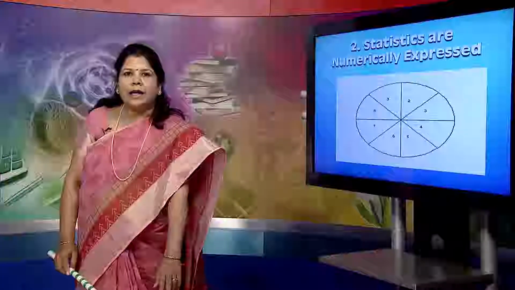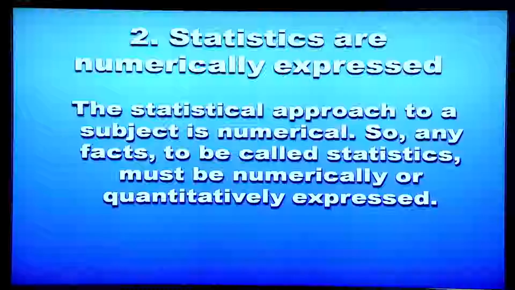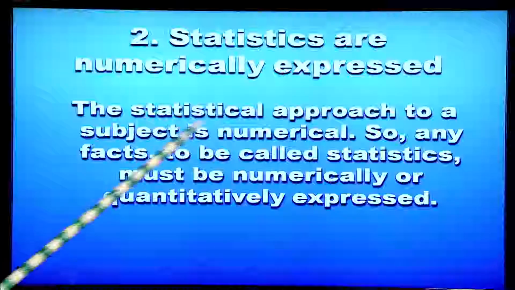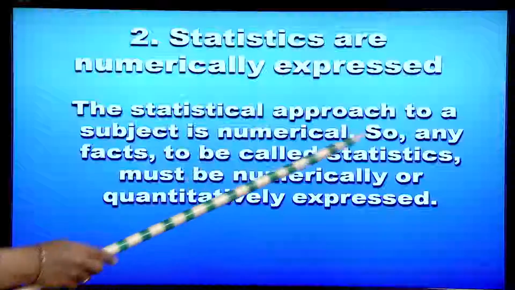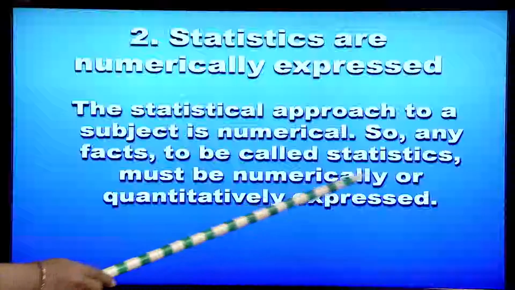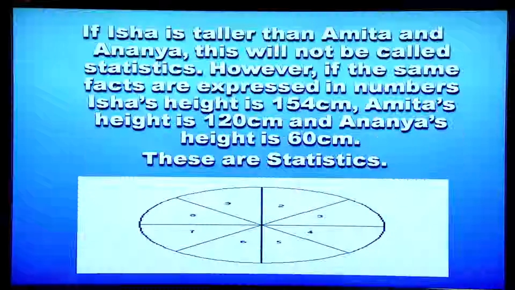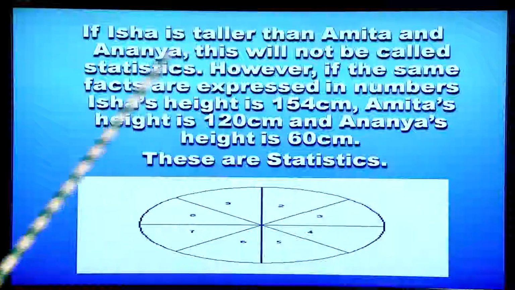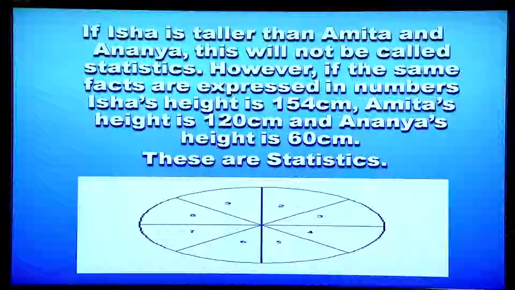So, statistics are numerically expressed. Let us understand what this means. That the statistical approach to a subject is in itself numerical. So, any facts to be called statistics must be numerically or quantitatively expressed. If Isha is taller than Amita and Ananya, this will not be called statistics. Why? Because this fact is not numerically expressed.